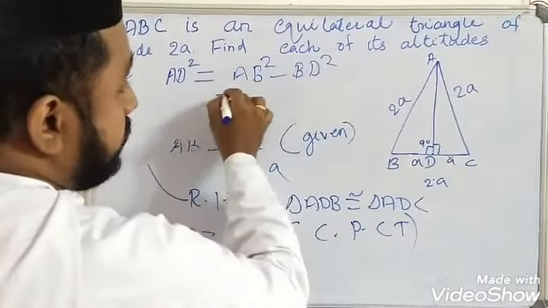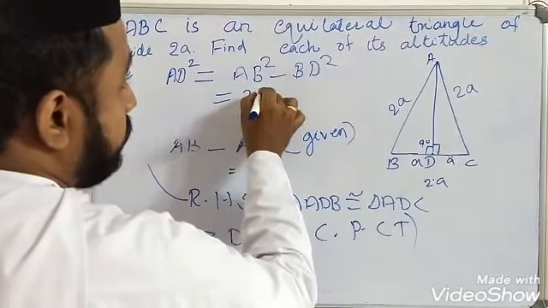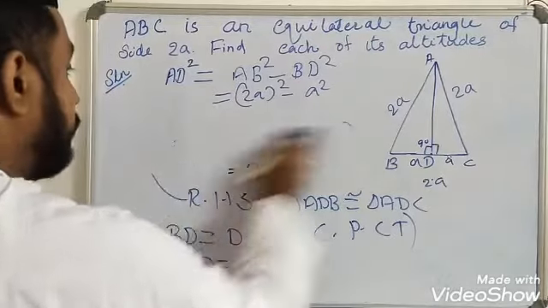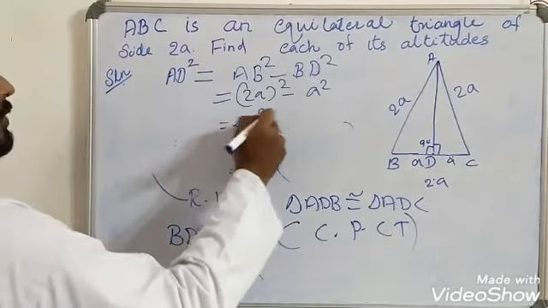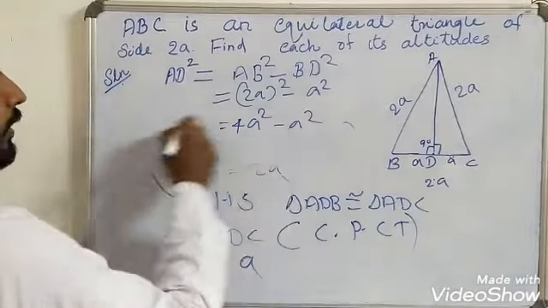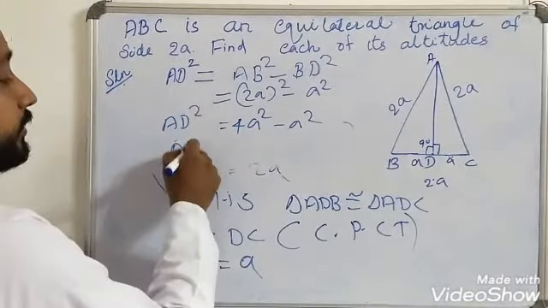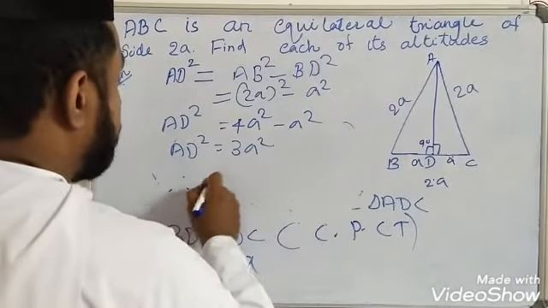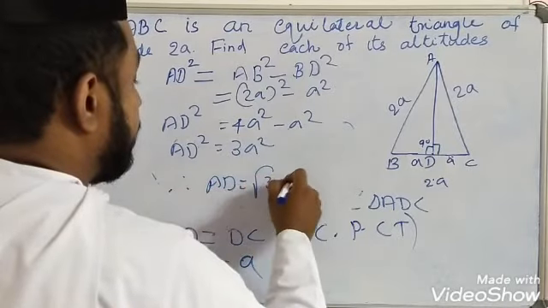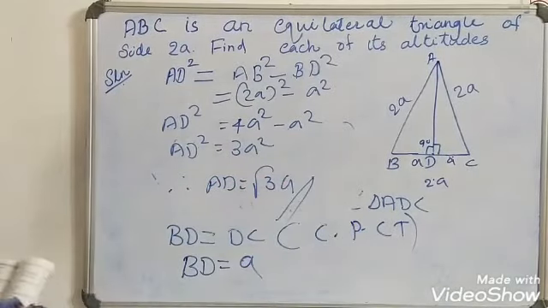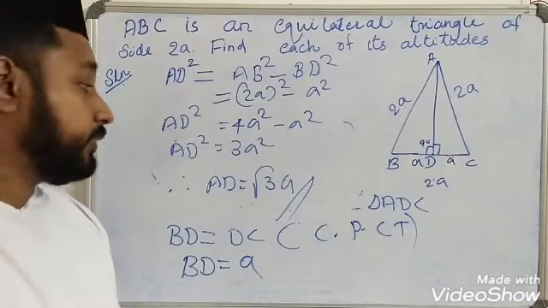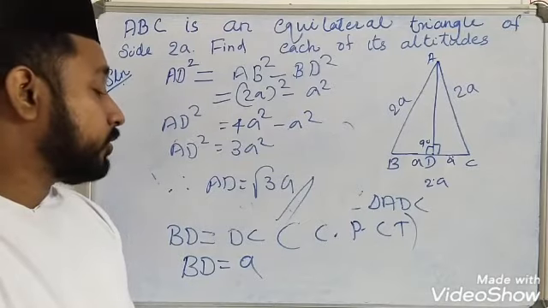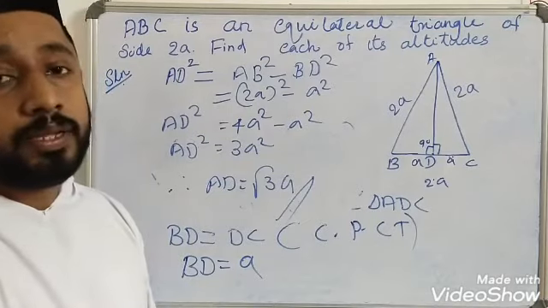So AD square is equal to hypotenuse square minus base square, that is AB square minus BD square. AB is 2A, so 2A square minus A square. So 4A square minus A square. AD square is equal to 3A square. Therefore AD is equal to root 3 A. So the altitude is root 3 A. Using the Pythagoras theorem, we can find the altitude.